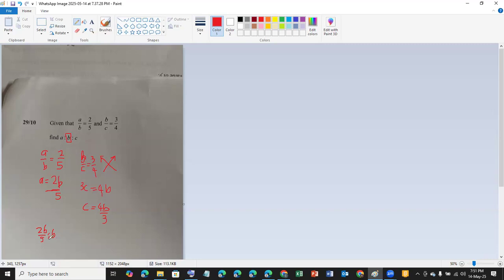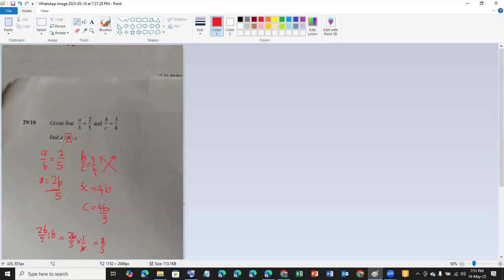Okay, good. Now, remember, ratio is as good as division. So that means this is equal to 2B over 5 times 1 over B. Did you get that? Yes. So that's going to take B out of the picture, leaving me with 2 over 5. All right. Next.